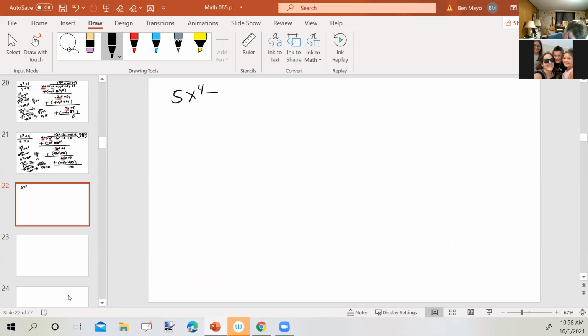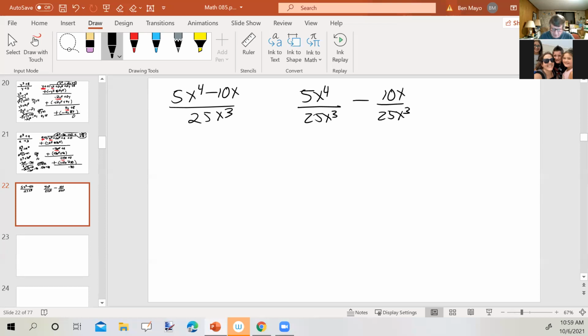5x to the fourth minus 10x divided by 25x cubed. Now, wait a minute. This is a polynomial divided by a monomial. So this goes back to what we did yesterday. So we don't do this problem the way we've been doing the ones here recently. We take each term in the numerator and divide it by the term that's in the denominator. Then we go back and reduce each fraction separately.